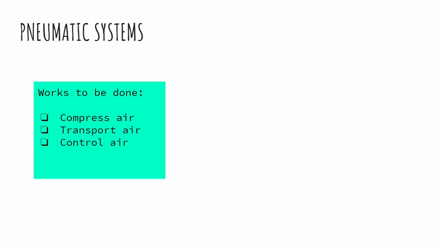Now let's see pneumatic systems. A pneumatic system is just a system which is used in this mechanism, pneumatics. So now let's list out the works which we have to do in pneumatics. That is, first we have to compress the air, then transport the air, then control the air, then use that air to do work. Now we'll see the components which we use to do these works.